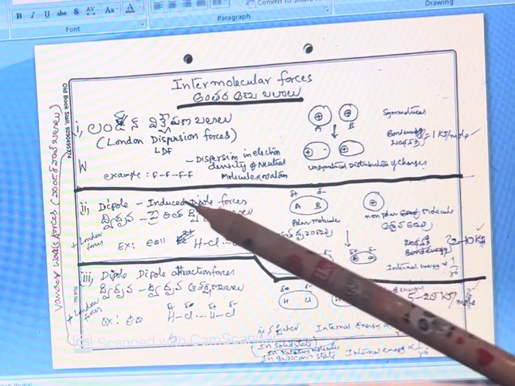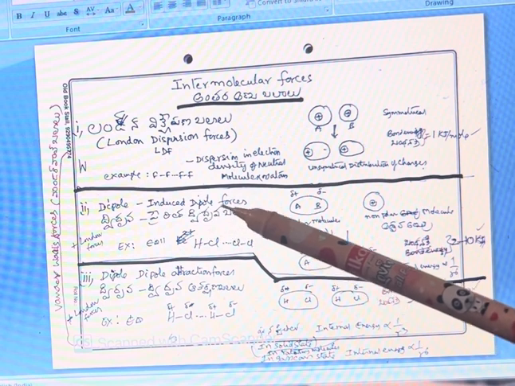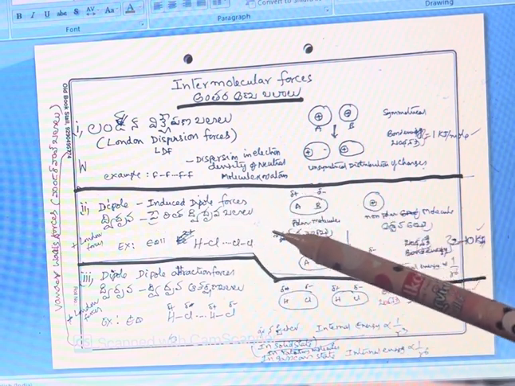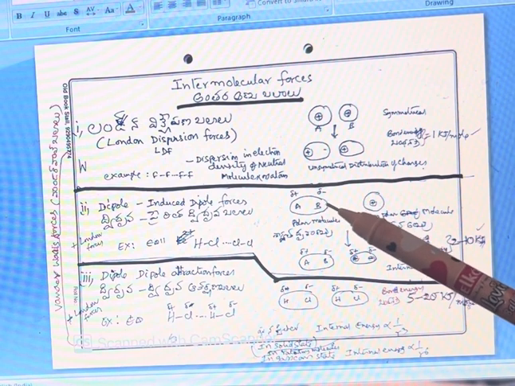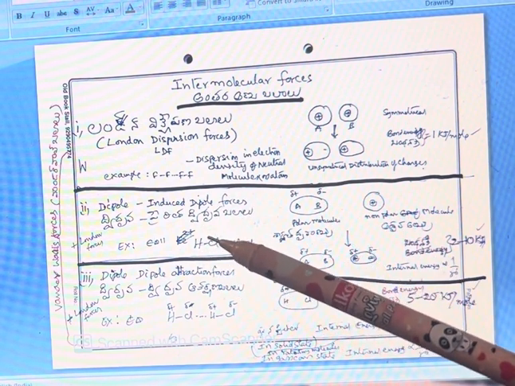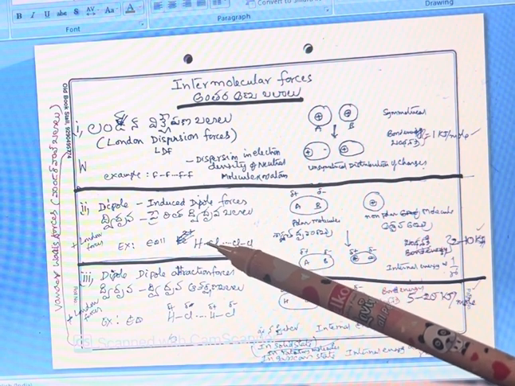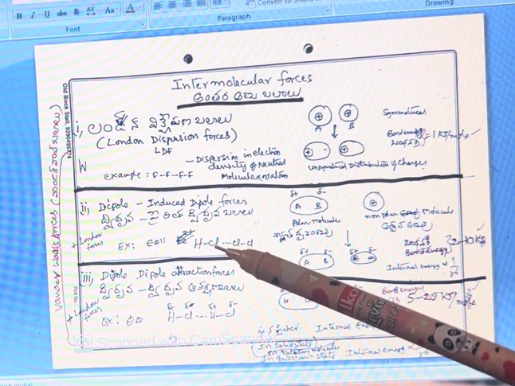What about the dipole induced dipole forces? Dipole is nothing but a permanent polar molecule, like hydrogen chloride. Hydrogen chloride is not a pure covalent bond, because the mutually shared electron pair is not at the center; it is attracted towards the highly electronegative chlorine atom.